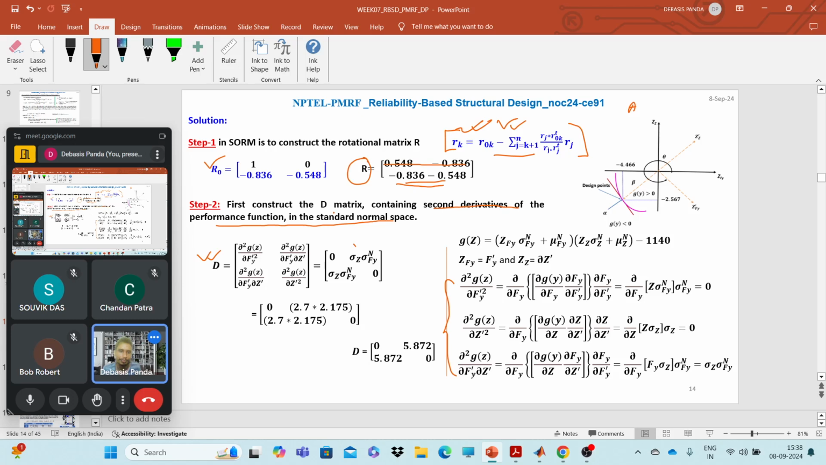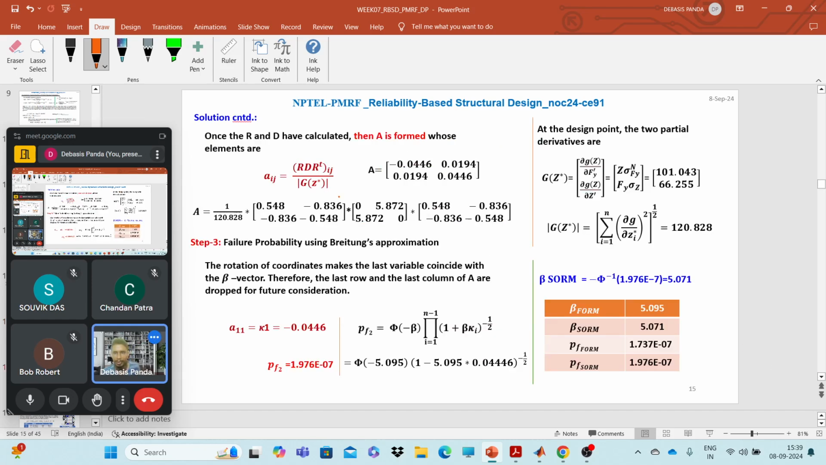Okay. Now the D matrix is nothing but the double derivative. Clear? If we differentiate twice, this term vanishes and we are left with the cross term. So this is your D matrix. So we have the R matrix, we have the D matrix. Now we can easily formulate the A matrix, because A is nothing but R D R transpose divided by the Euclidean norm of GZ star.